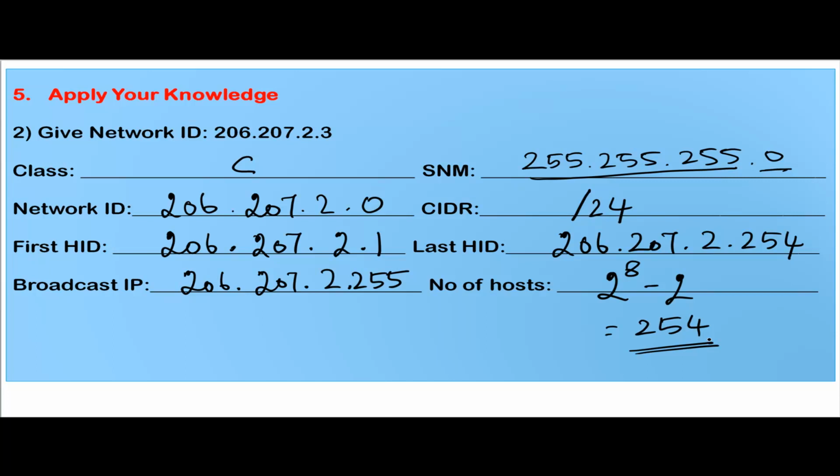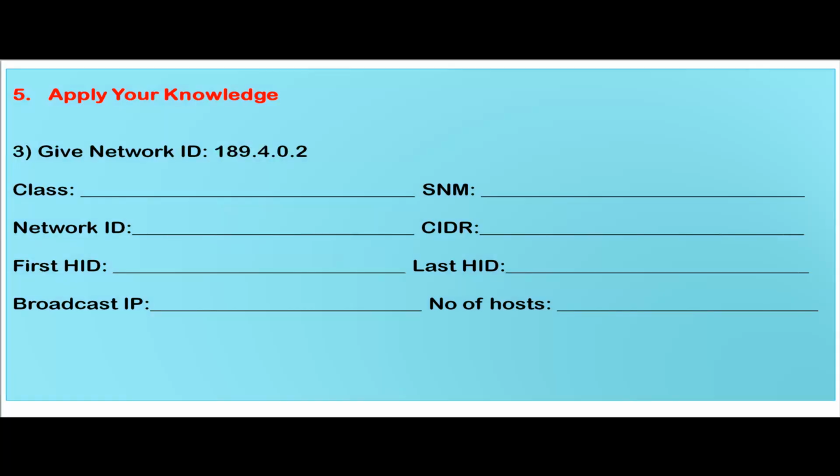Now I'm going for the third one. 189.4.0.2 is the IP address given to us. So 189 again is going to be class B. It is a class B IP address, in the range of 128 to 191. So it is class B.